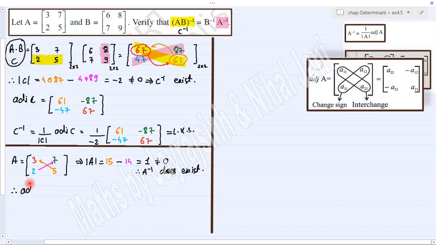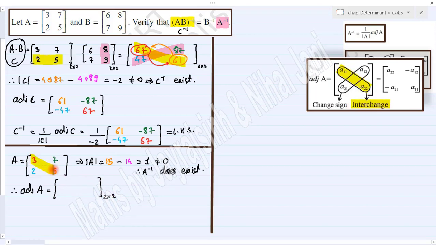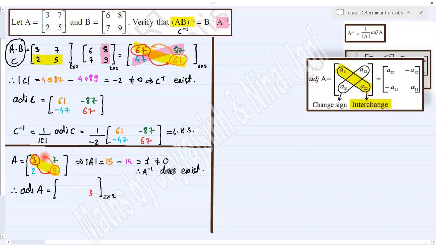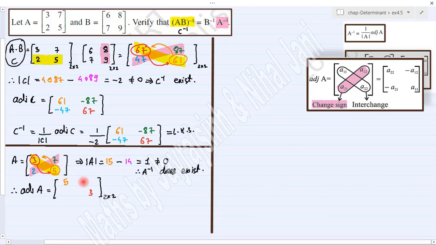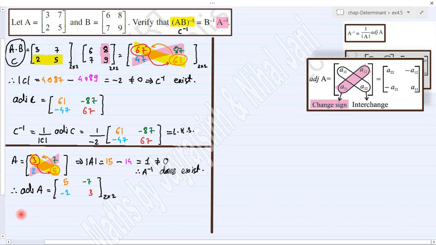Now the second thing we need is adjoint of A. Matrix A is of order 2 cross 2. So, to get adjoint, we simply have to change the position of principal diagonal elements. That means this 3 will move to A22 and this 5 will move to A11, and the rest of the terms have to change the sign. So here we'll get minus 7 and minus 2.